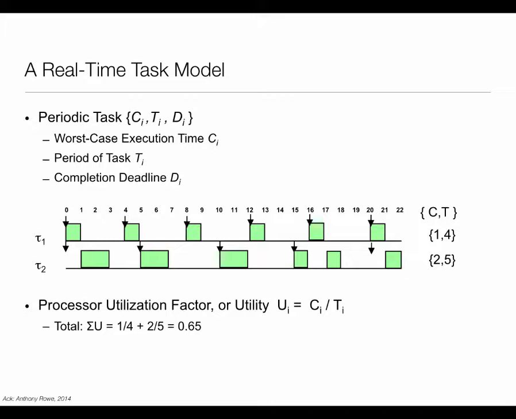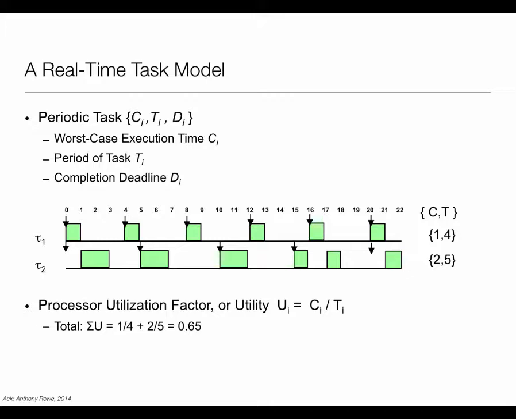C sub i refers to the execution time. And since we care about things always working out, usually this is specified only in terms of a worst case execution time. So C sub i refers to worst case execution time. You will often see it referred to as WCET, worst case execution time. In some other cases, you may be given best case execution time, you may be given a distribution, all sorts of things. So the simplest model is worst case execution time, the period, and the final thing is completion deadline.